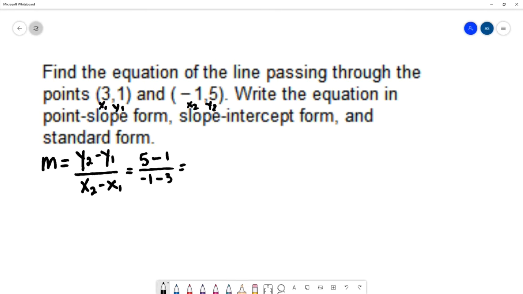We have 5 minus 1 in the numerator, that's 4, and negative 1 minus 3 in the denominator, that's negative 4. 4 divided by negative 4 is negative 1. That gives us our slope.